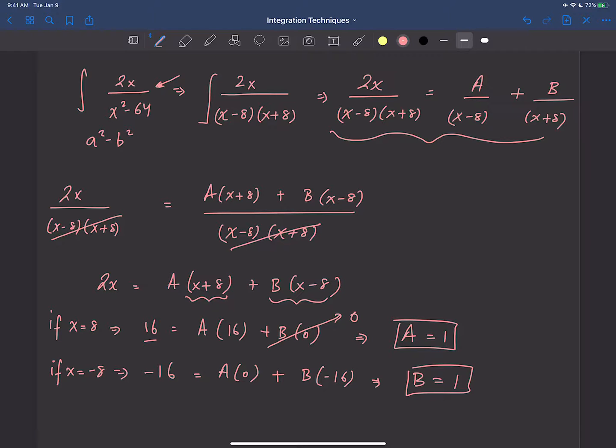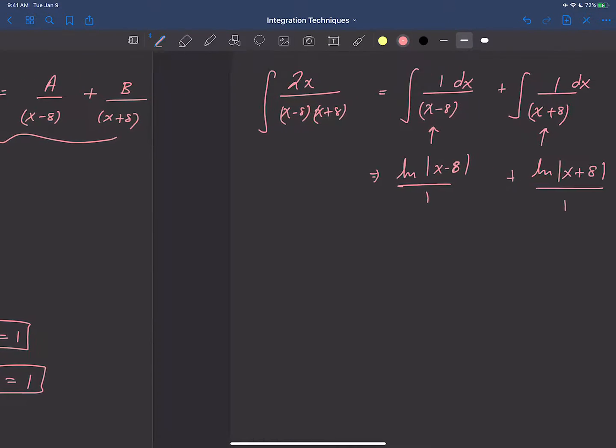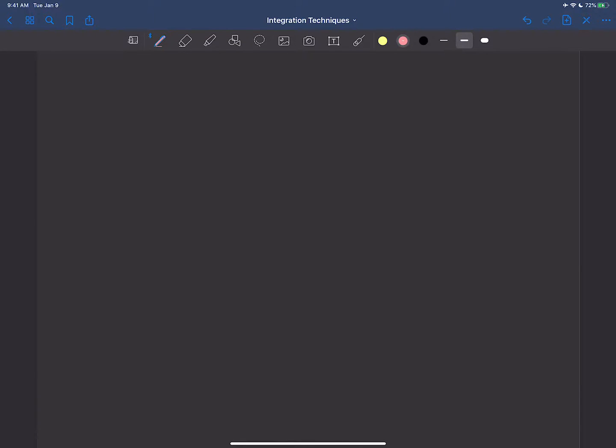Okay, so let's do one more. Let's go ahead and do an example here where this question is going to be, and then x plus 2.